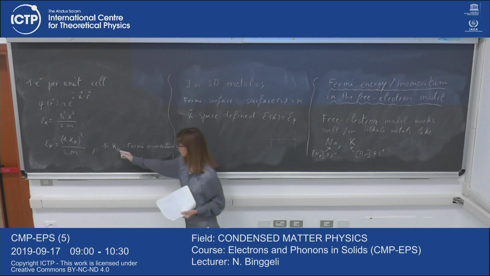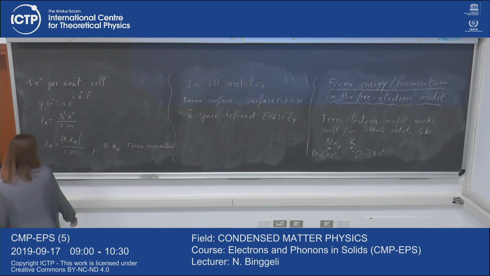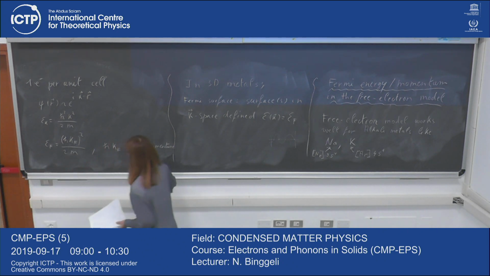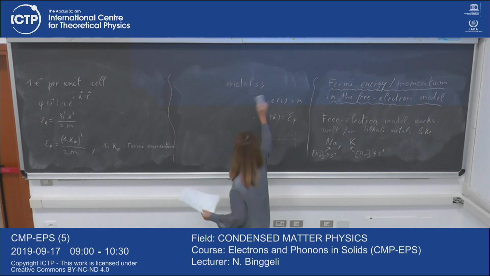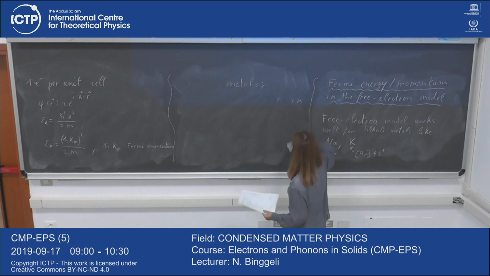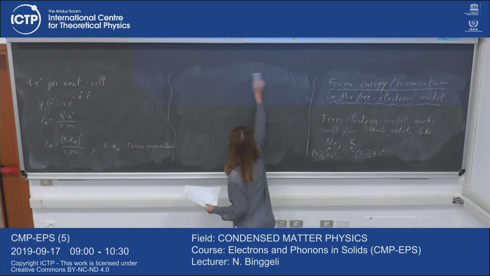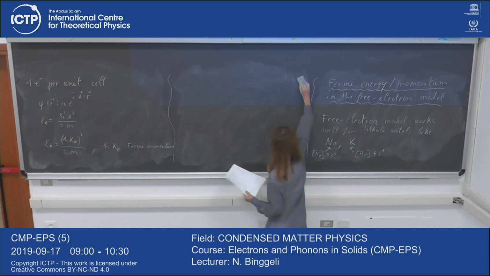This is, the k F is such that h bar squared k F squared over 2m gives me the Fermi energy. So now I have to specify the dimension, because I want to get these quantities explicitly.